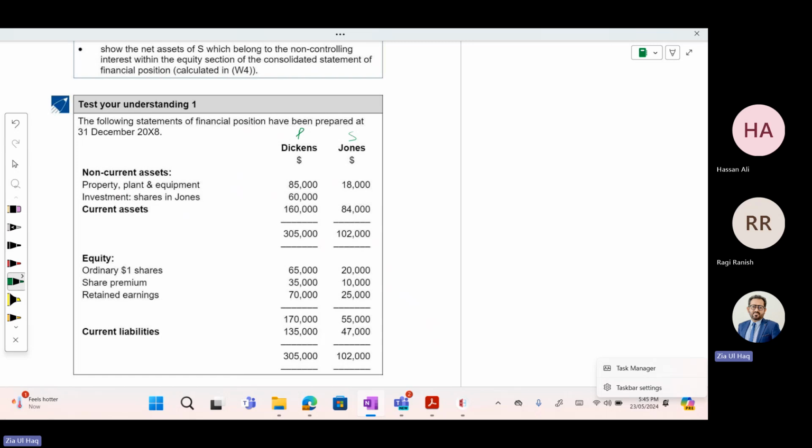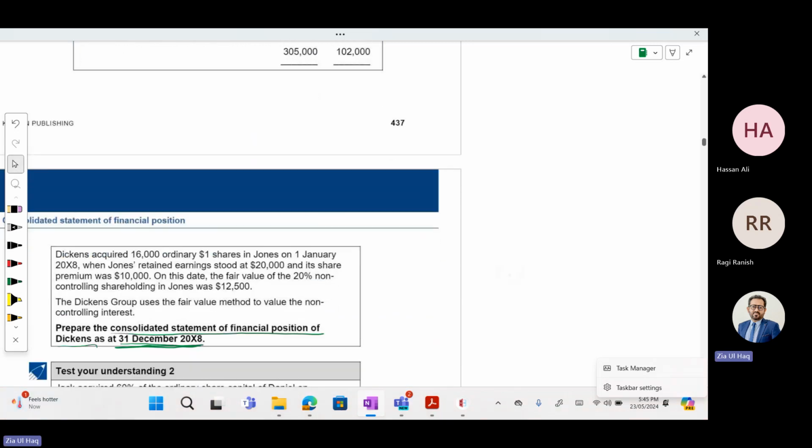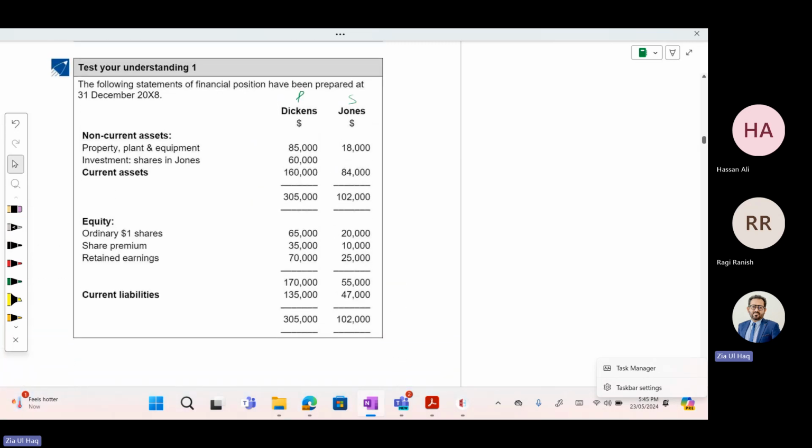They acquired John's company. How much, we don't know, but they paid 60,000. Then current assets for both companies, equity for both companies at 31st December 20x8, and we need to prepare at 31st December 20x8 as well; this is the reporting date given. Share premium for both companies, retained earnings for both companies. Is that opening or closing? Closing, including current year profit. And current liabilities for both companies are given.